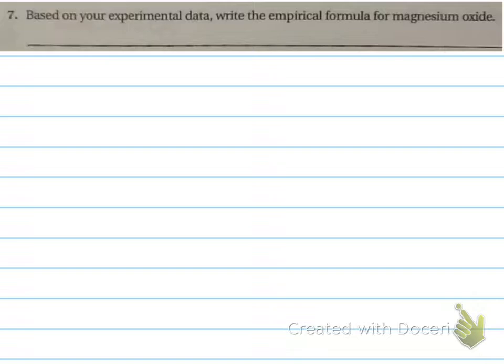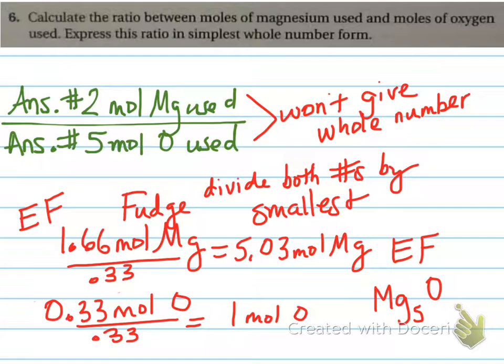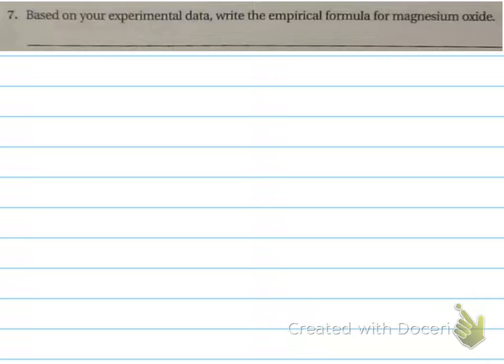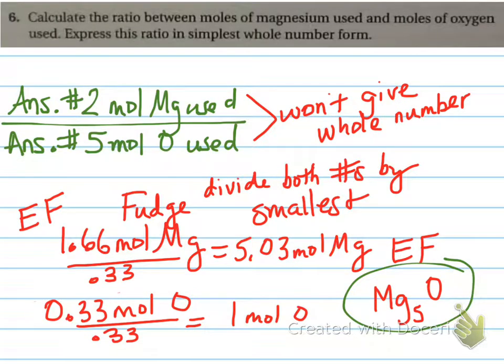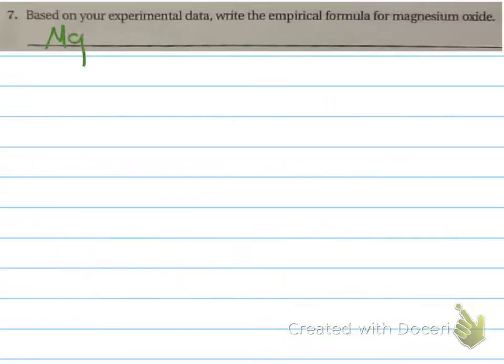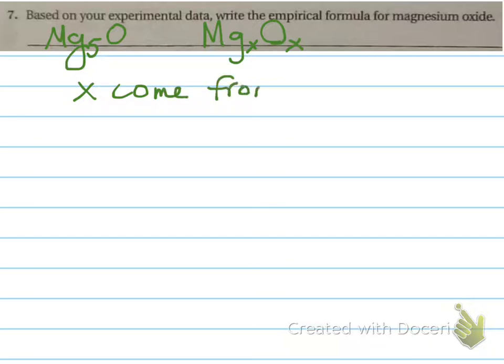Now, after you do that, what we're talking about in number 7 is this. Number 7 says, based on your experimental data, write the empirical formula for magnesium oxide. So that's saying after you do this, however you do it, what's that empirical formula you got? In my example, it was Mg5O, but you're going to just have Mg subscript some number and O subscript some number. And the subscripts come from the ratios in your answers from number 6. So this is just asking you to take that information and make it a chemical formula.